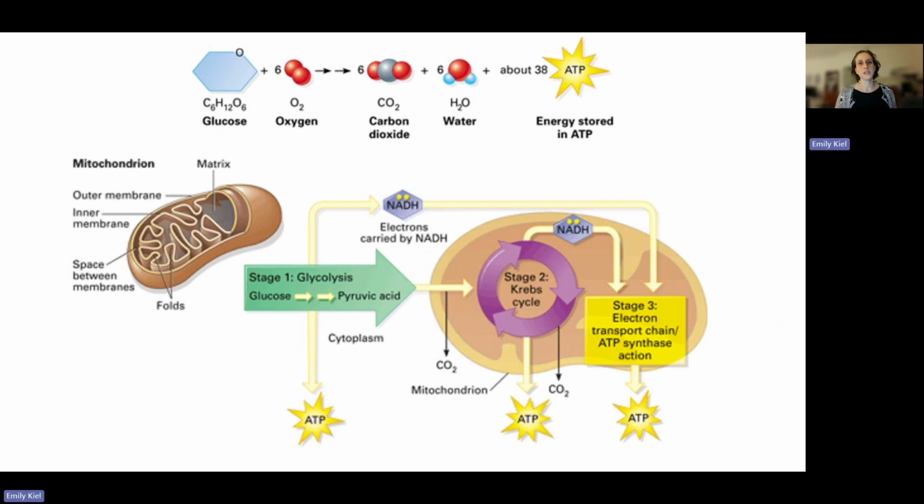Once again, we're seeing the formula for cellular respiration. We have glucose and oxygen as our reactants that produce carbon dioxide, water, and about 38 ATP. You can see the double membraned mitochondria. In stage 1, we have glycolysis here in the cytoplasm. It's going to move into stage 2, which is the Krebs cycle, also known as the citric acid cycle, and then to stage 3, where we have the electron transport chain and ATP synthase. That is where most of our ATP is going to be produced.